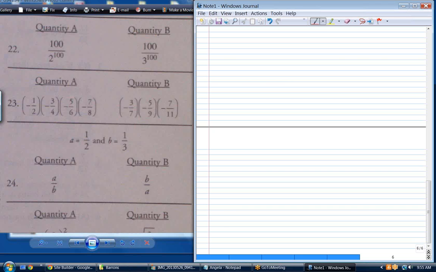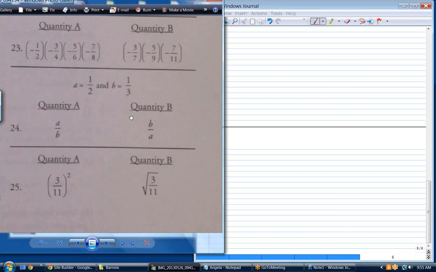Quantity A would be larger. Good. 23. 1, 2, 3, 4. So the quantity A would be larger. Good. This is not testing your math, but testing that 4 negatives multiplied together equal a positive, while 3 negatives equal a negative.